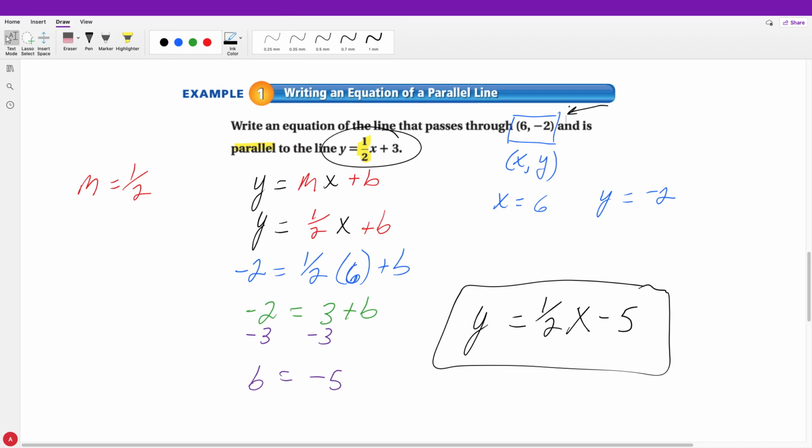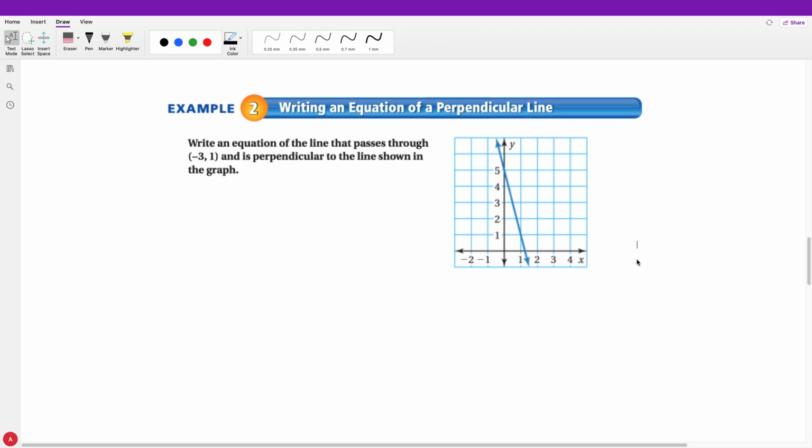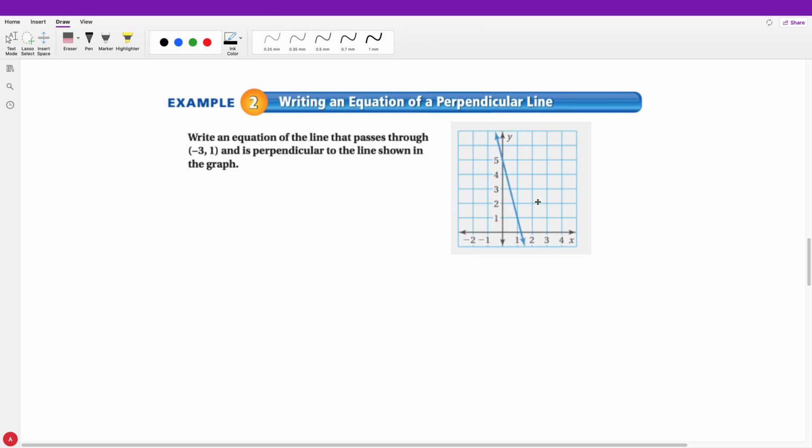All right, so let's go ahead and move on to our next question. All right, so this one is a little bit more challenging because they don't give us the equation of the line like the last one, but we do know it's going to be perpendicular. So it says write an equation of a line that passes through the point of negative 3, 1, so it has to pass through this point, and is perpendicular to the line given in this graph.